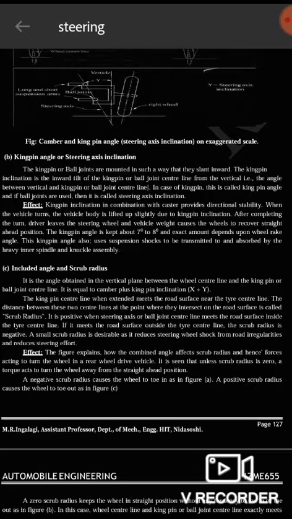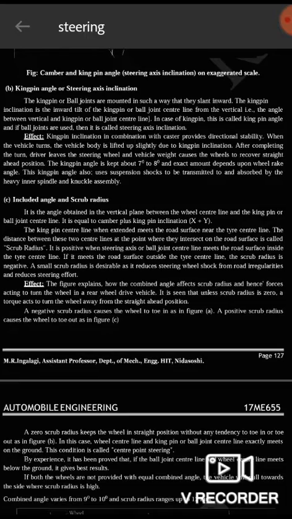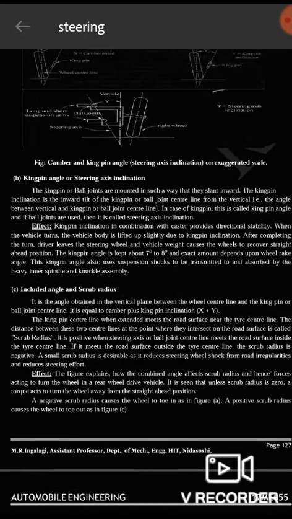It is positive when the steering axis or ball joint center line meets the road surface inside the tire center line. If it meets the road surface outside the tire center line, the scrub radius is negative. A small scrub radius is desirable as it reduces steering wheel shock from the road irregularities and reduces steering effect. The figure explains what you are seeing here.